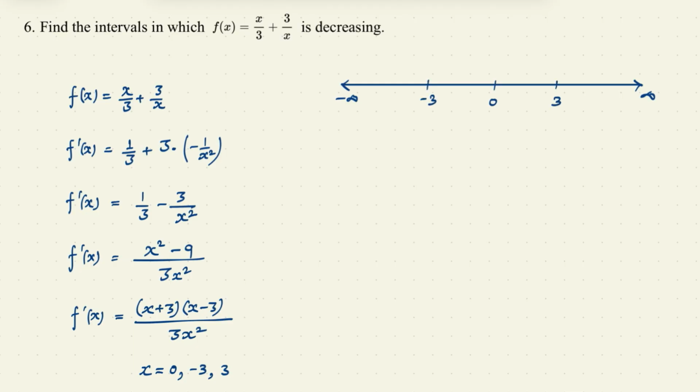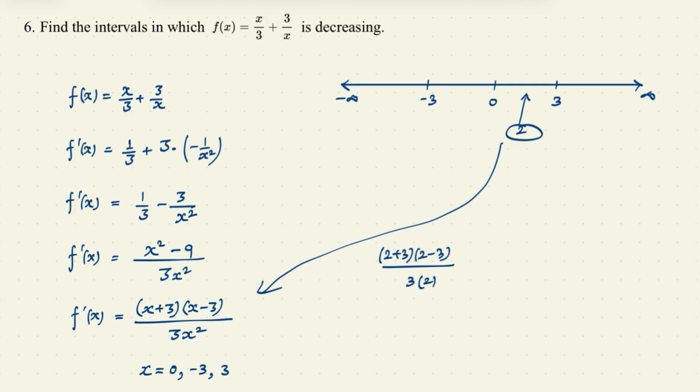Now this line has been divided into 4 sub-intervals. So we will choose points one by one. Now let us choose any point between 0 and 3, and let that point be 2, and let us put this 2 here in f dash of x. Then I'll get 2 plus 3 into 2 minus 3, whole divided by 3 into 2 square. So it will be 5 into minus 1 by 4 3s are 12, and I'll get minus 5 by 12. That means I'm getting a negative value in this interval.